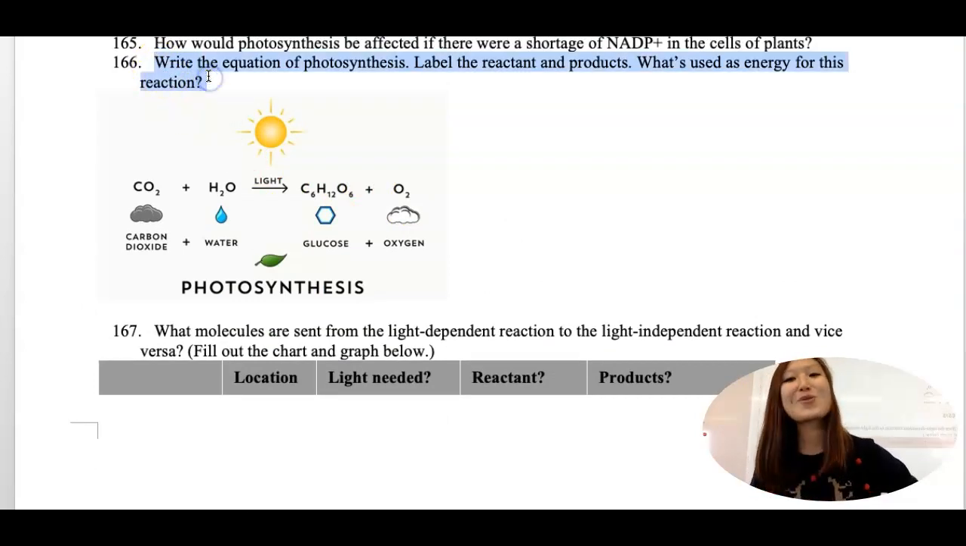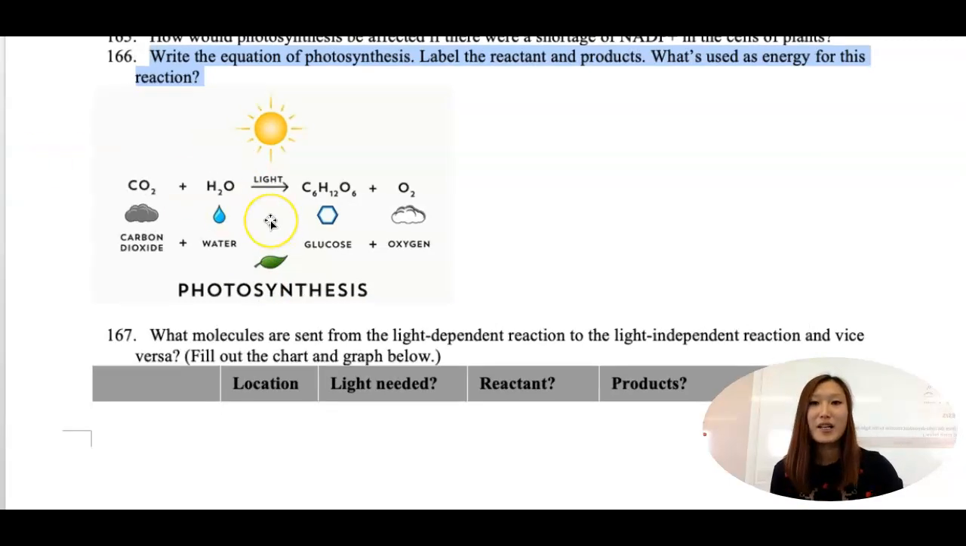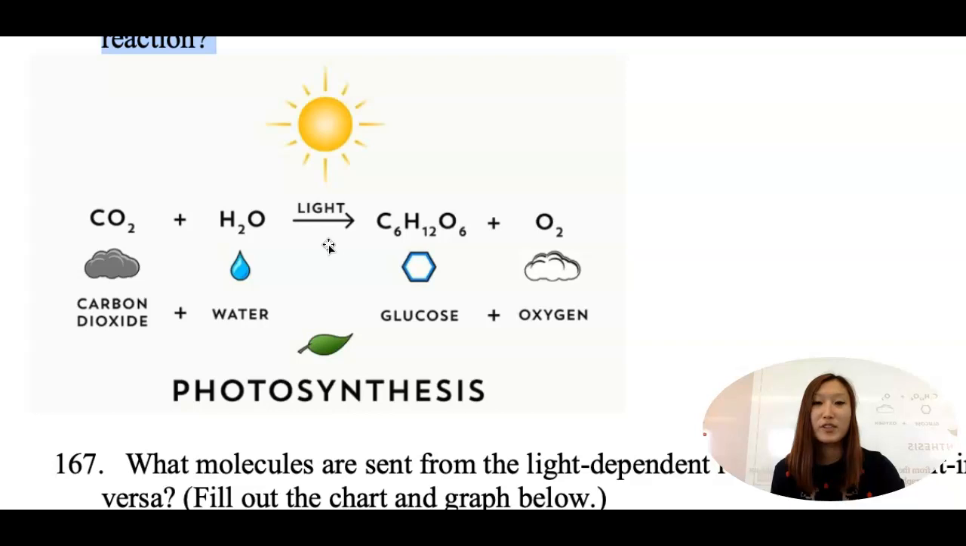All right, the next one is write the equation of photosynthesis. Where is the reactant? Where is the product? By this point, you're really good at finding the reactants and products. Let's take a look. Here is the chemical reaction for photosynthesis. So anytime you're asked to write a chemical reaction, this is how it should look.